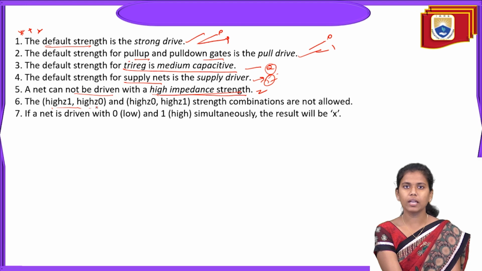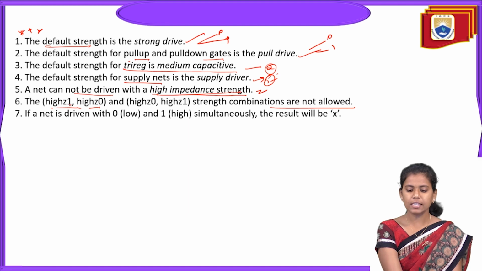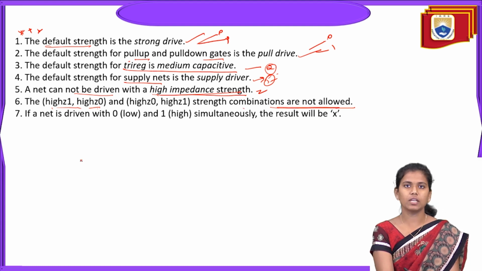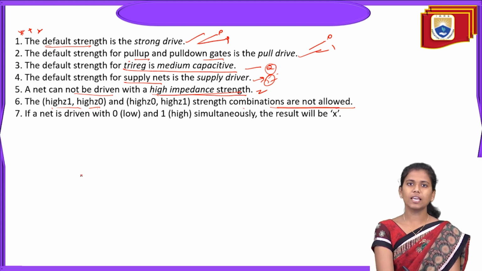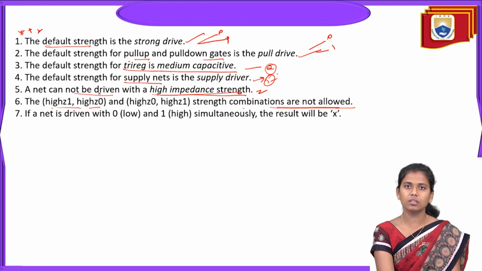And high Z1, high Z0. So these are nothing but the strength combinations. Okay. High Z1 and high Z0, and high Z0 and high Z1 strength combinations are not allowed. So here you can see either 1 or 0 and 0 or 1, but both the high impedance and capacitive drivers are not allowed together at once.